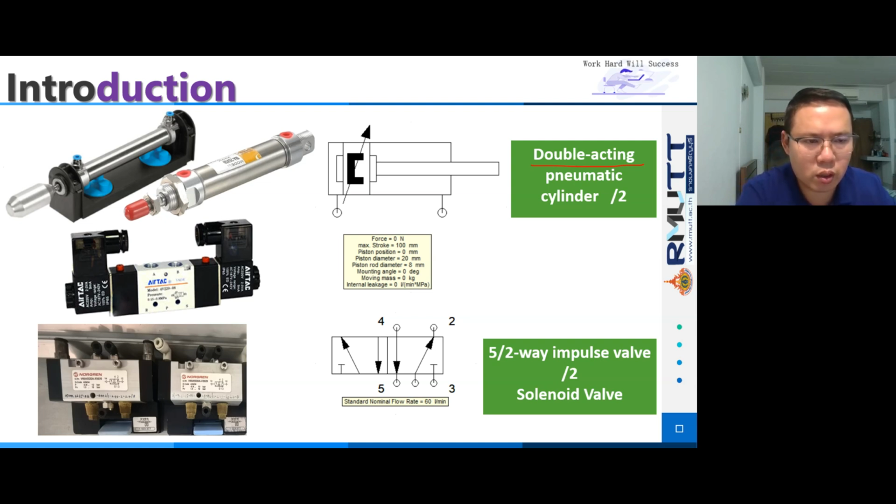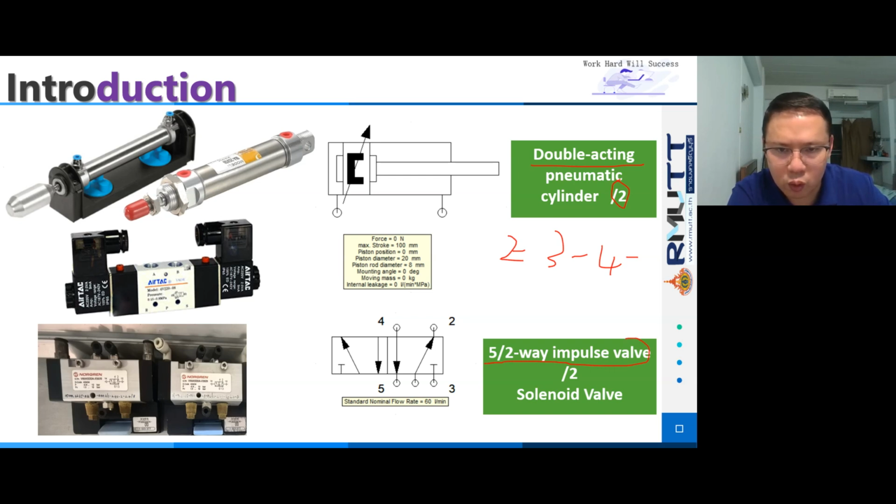The control system made up of 2-way, 3-way or 4-way position valves is required to achieve the desired movement. In this task, we can use 2 cylinders. One is cylinder A, one is cylinder B. The other component is the 5/2-way impulse valve, or the solenoid valve.